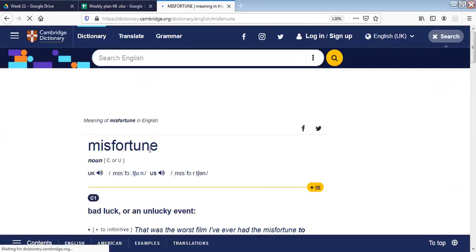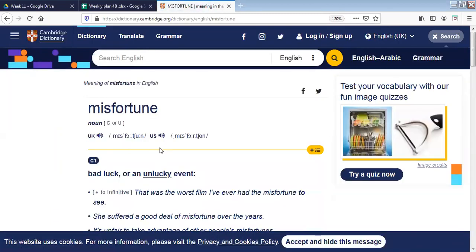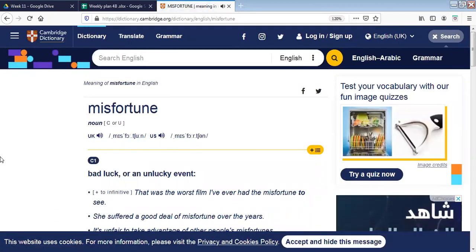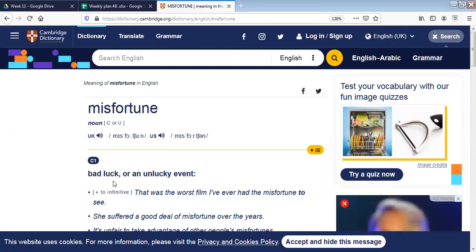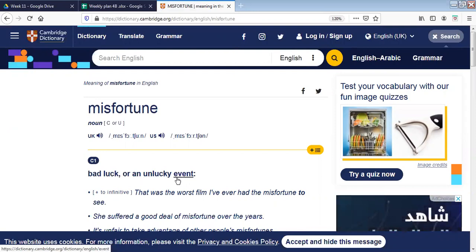Listen. Misfortune. Misfortune means bad luck, or someone or something that is unlucky. Someone that is unlucky. Okay, guys, so I can say that it's bad luck or an unlucky event. This is misfortune.